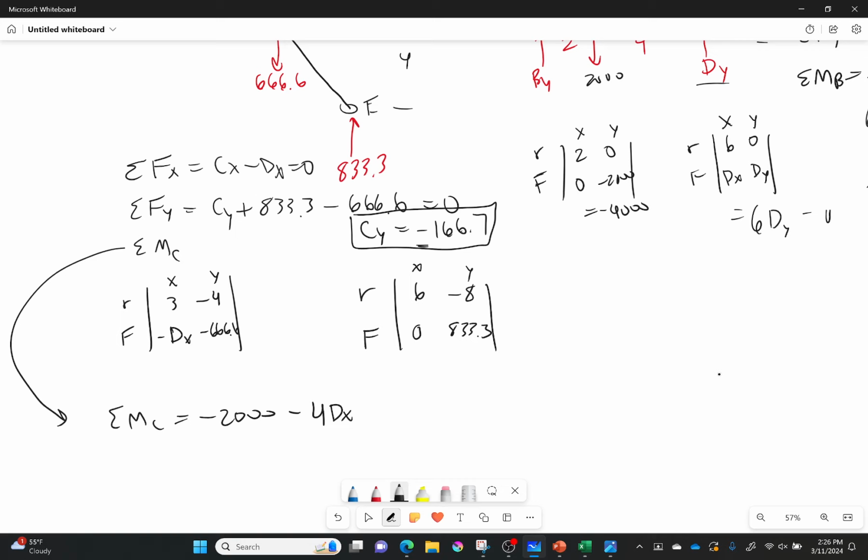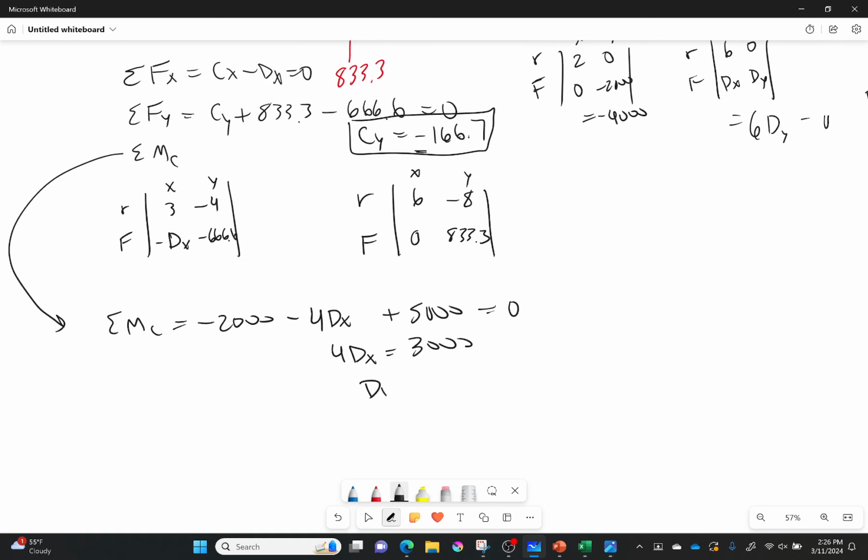which is 5,000. I'm just going to go with 5,000 plus 5,000. Okay, so with this, I can say that, let's see, can I do math? Yes, that's all equal to 0. So 4 DX is equal to 3,000, so long as I did my sign right, I did. And so therefore DX would be equal to 750.